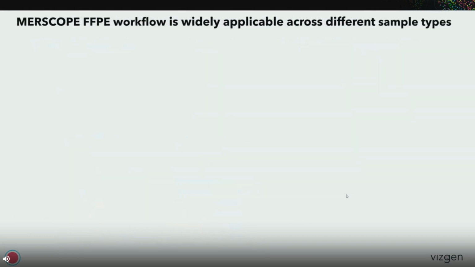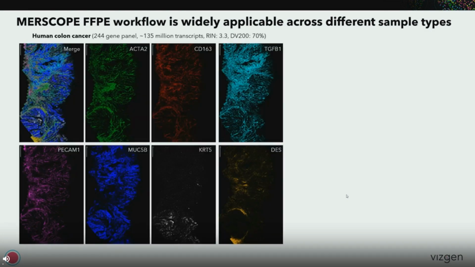So having established the performance in our benchmarking sample, mouse brain, next we wondered if the MERSCOPE FFPE workflow can be used in other tissue types other than mouse brain. And since most FFPE samples come from human samples, we next tested FFPE human colon cancer with a panel of 244 genes. And in this single slide, we were able to detect 135 million copies.